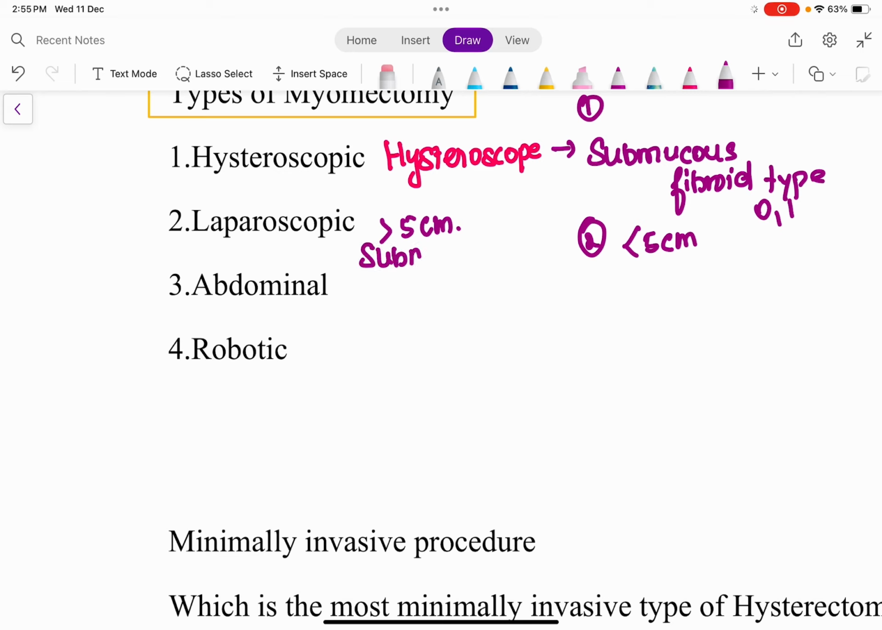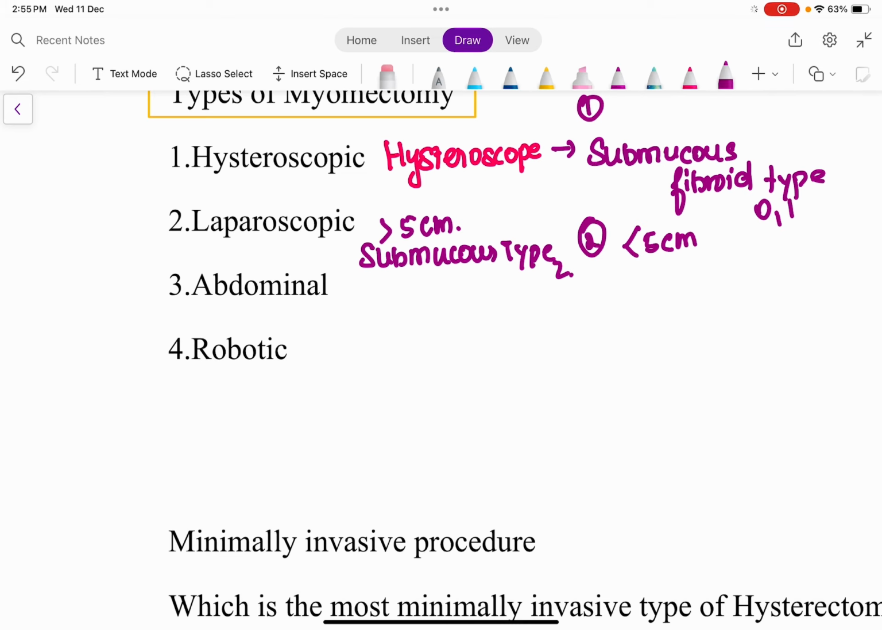And submucous fibroid type 2: what is it? Type 2 is where more than 50% of the fibroid is occupying the intramural part and less than 50% is occupying the uterine cavity. Since less than 50% of the fibroid is occupying the uterine cavity, it cannot be removed by the hysteroscopic route. So it needs either the laparoscopic route or the abdominal myomectomy route. So for a fibroid of more than 5 cm and submucous fibroid type 2, it has to be removed by either laparoscopic or abdominal myomectomy.